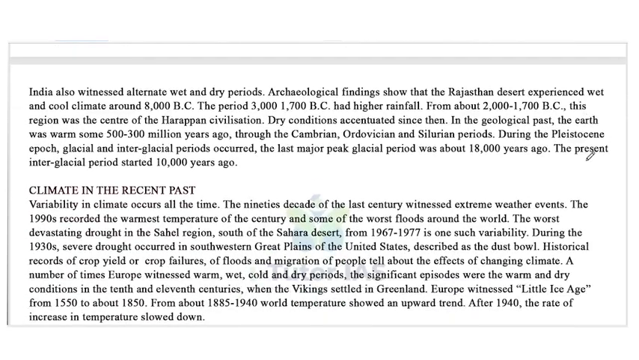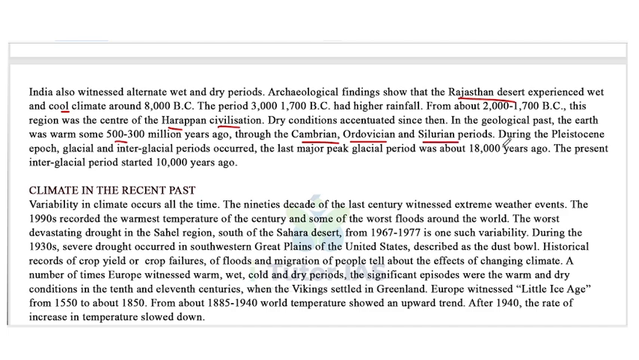India also witnessed alternate wet and dry periods. Archaeological findings show that the Rajasthan desert experienced wet and cold climate around 8000 BC. The period of 3700 BC had higher rainfall. From about 2000 to 1700 BC, this region was the center of the Harappan civilization. Dry conditions accentuated since then.